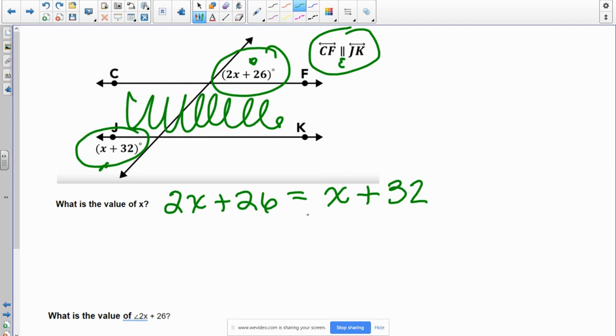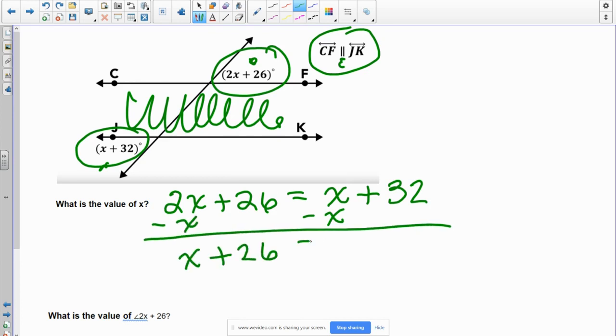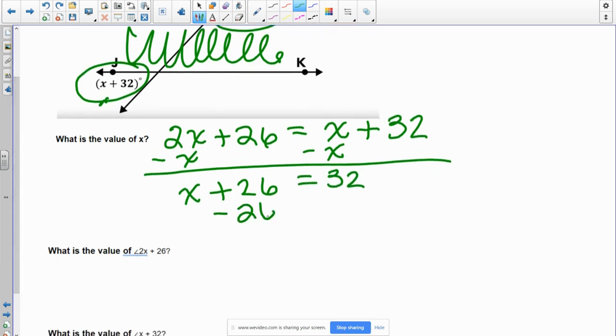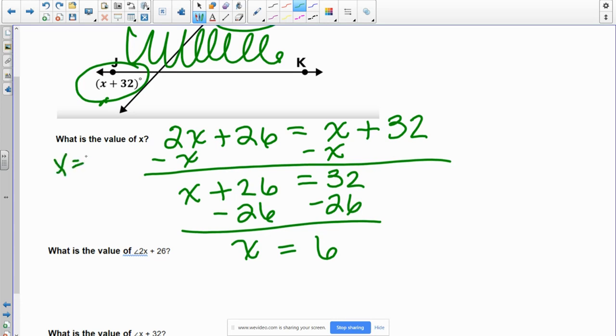And we're just going to solve just like we solved in the last learning target. I'm going to get x alone. So I'm going to subtract an x from both sides. I get x plus 26 equals 32. I'm going to subtract 26 from both sides, and I get x is equivalent to 6, because 32 minus 26 is 6. So the first question is, what is x? X has turned into 6.